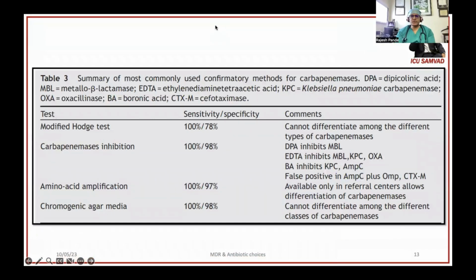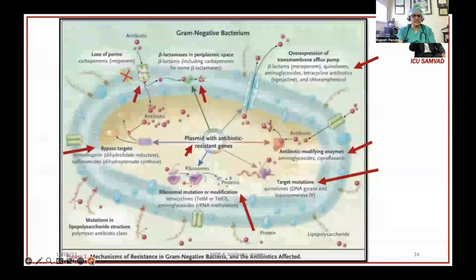Another thing that we should know is what are the tests which are available for confirmation of carbapenemases. Now, modified Hodge test, carbapenemase inhibition, amino acid amplification, chromogenic agar media. The last three are more sensitive and specific. They have a high sensitivity and specificity, and they can also differentiate different carbapenemases. But this is of more relevance to the microbiologists.